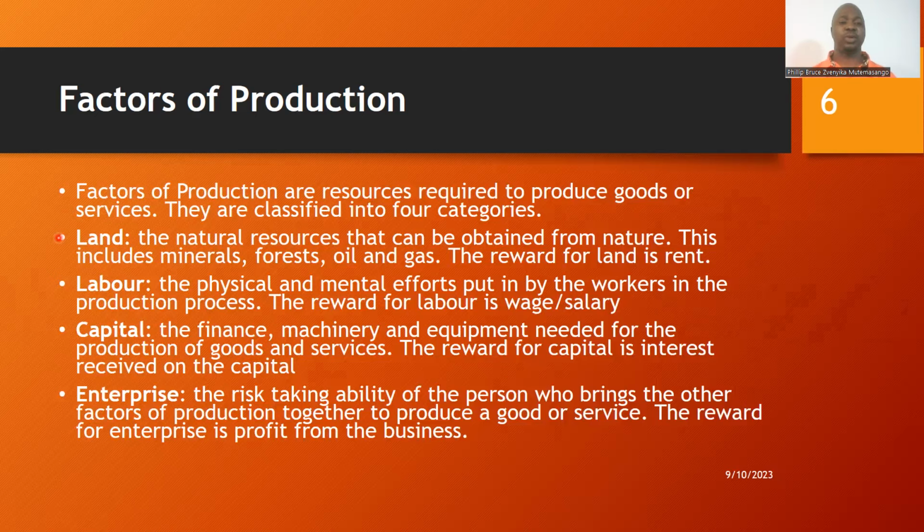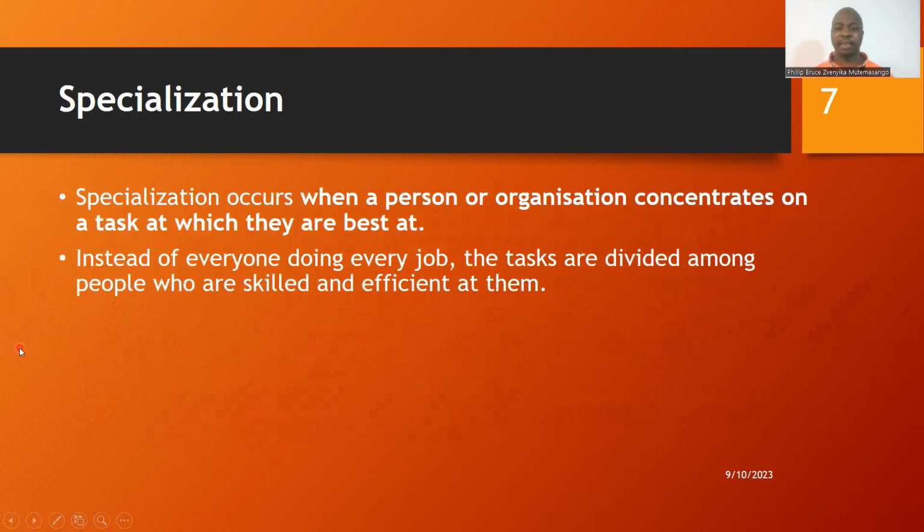So these are what you call the factors of production, their meanings as well as their rewards. You need to understand that. Next thing, let's talk about specialization. This occurs when a person or organization concentrates on a task at which they are best.